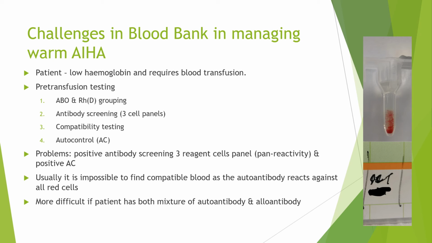A problem arises when warm AIHA patient shows positive antibody screening in all three reagent cell panels. This reaction has similar strength in all three cells panel, and this is what we call pan-agglutination. Patient will also show positive autocontrol. Autocontrol is actually a reaction of patient plasma with patient own cell. When patient shows a pan-agglutination reaction, it is almost impossible to find compatible blood, as autoantibodies will react with all red cells. It is rather difficult if a patient has a mixture of autoantibodies and alloantibodies.